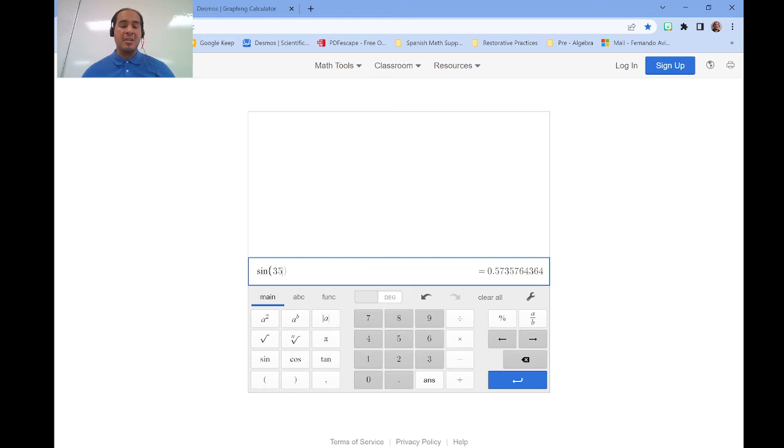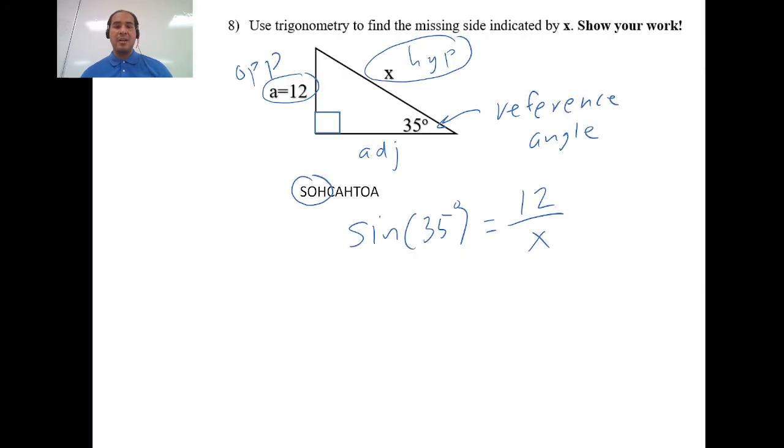We did not get a chance to talk about radians. You'll see that in pre-calculus. So sine of 35 is 0.574. Let's go with 0.574. 0.574 is equal to 12 over x.